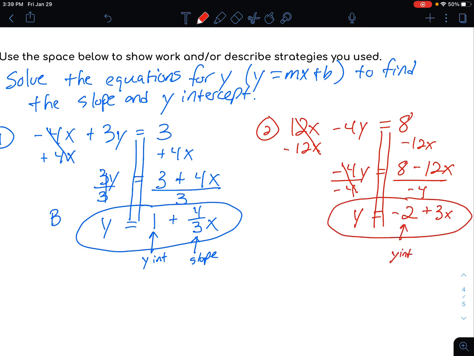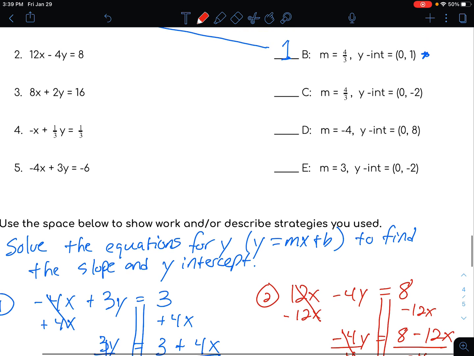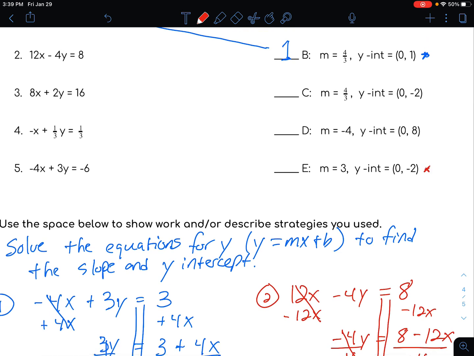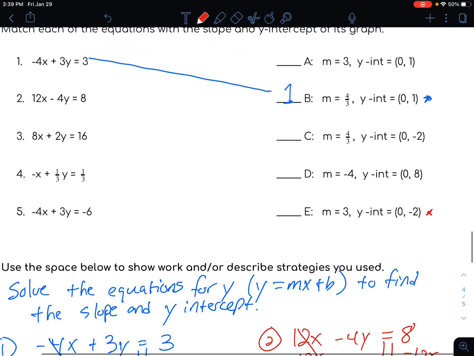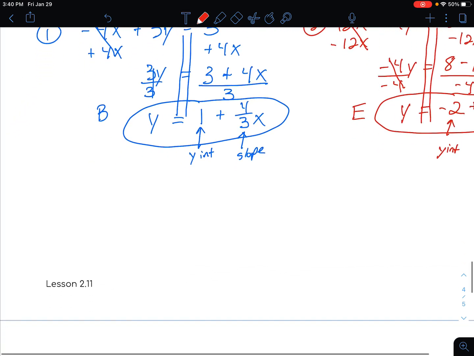So once again, we've got a y-intercept of -2, and we have a slope of 3. So y-intercept of -2 and a slope of 3 looks like it matches up right here. So this goes with equation number 2. So E matches up with equation number 2.